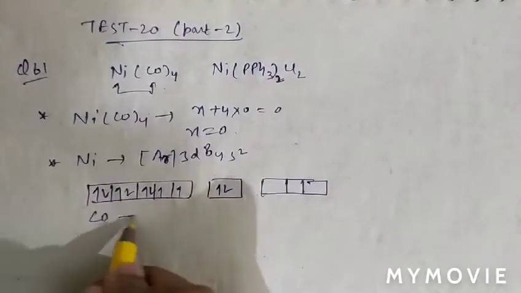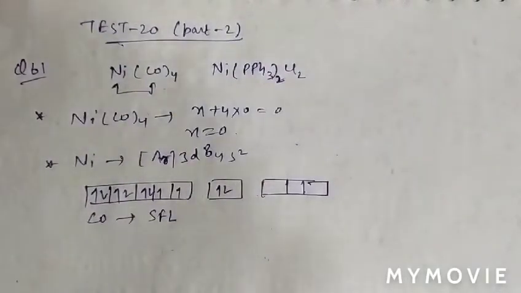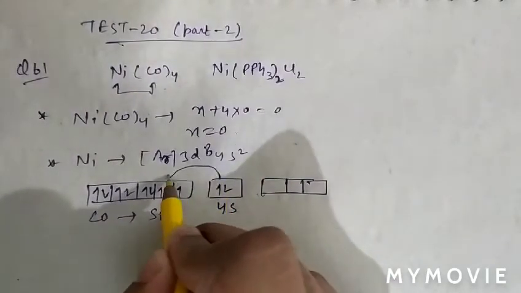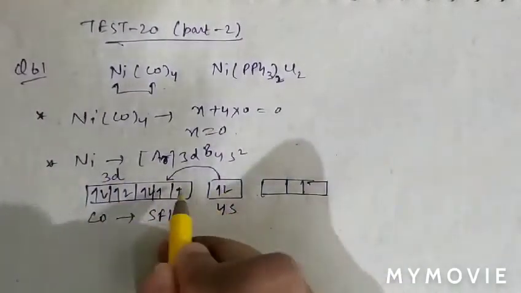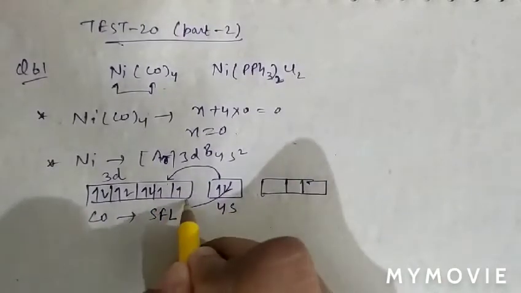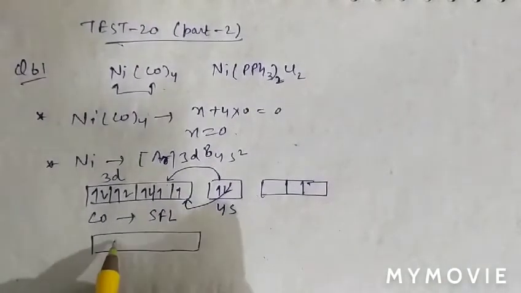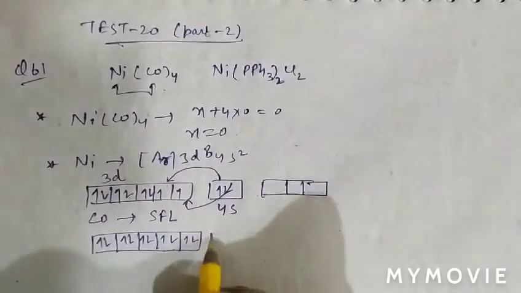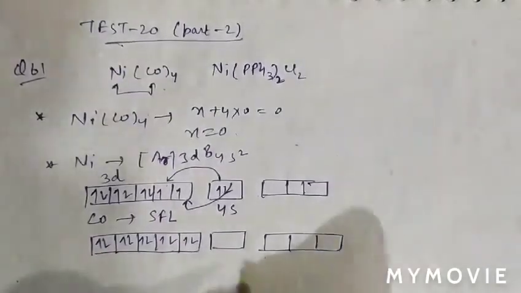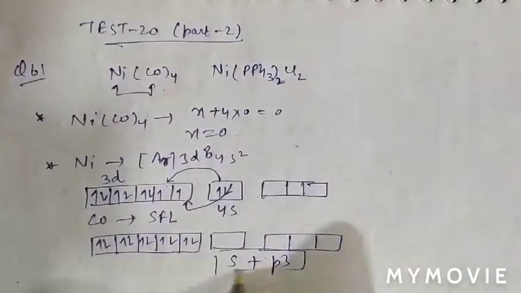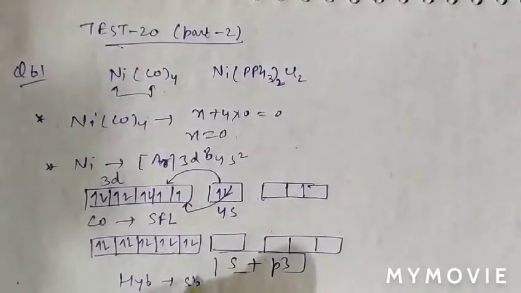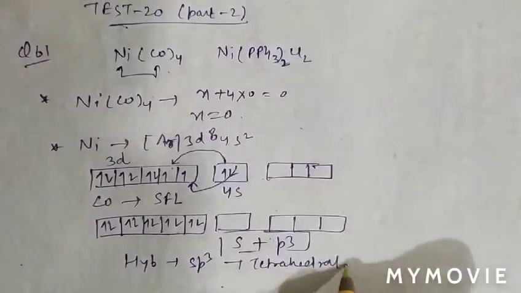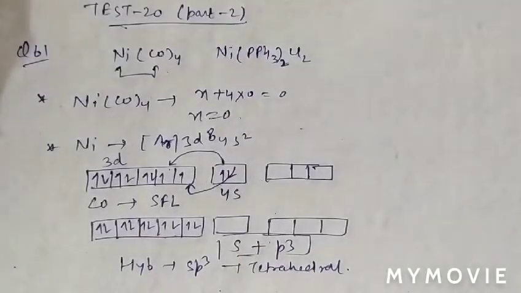As CO is a strong field ligand, therefore pairing of electrons occurs. So the electrons of 4s will pair up with the 3d orbital electrons. So this electron will shift here and this electron will shift here. So the configuration will be like this. Now all the electrons in d orbital get paired and s is free and 3 p orbitals are also free. So these are occupied by ligands. So hybridization will be sp3. Hybridization is sp3 and it is tetrahedral. So the compound Ni(CO)4 is tetrahedral.